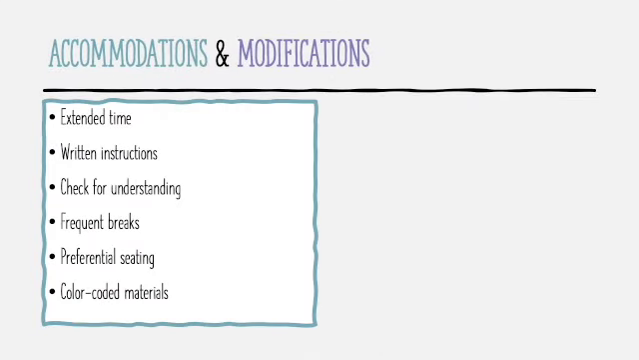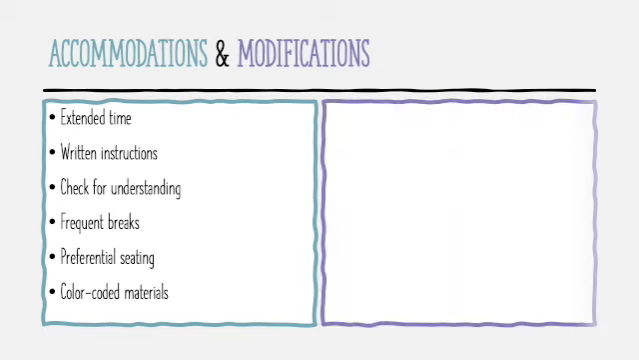In reference to the individualized education plan, be sure to include accommodations and, if needed, modifications for a child who has suffered a traumatic brain injury. Some accommodations include extended time, written instructions, check for understanding, frequent breaks, preferential seating to reduce distractions, and color-coded materials. These are just a few examples. There are also several more.